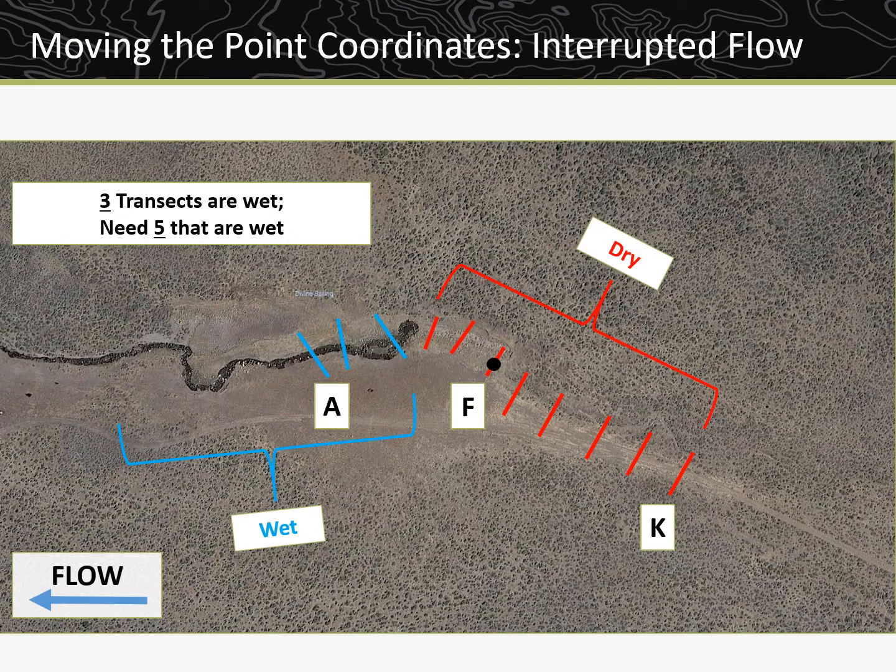Here is an example of a partially dry reach. 8 of the 11 transects are dry and 3 are wet. Downstream of the dry section, the stream is constantly wet. The point coordinates should be moved downstream.